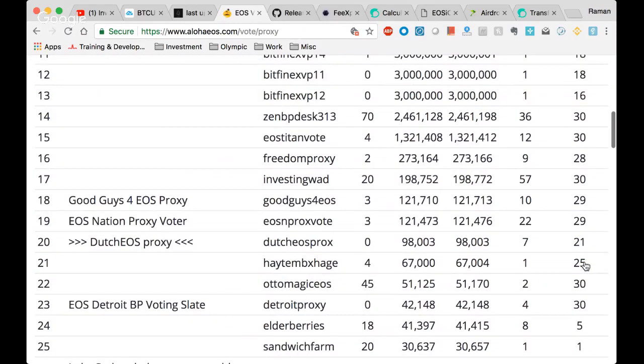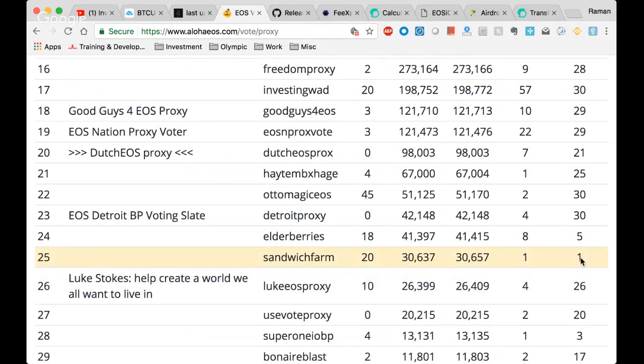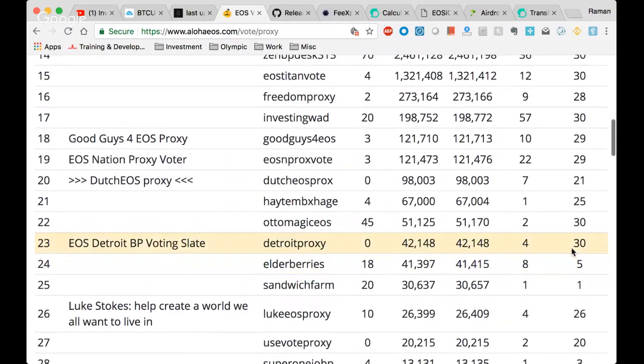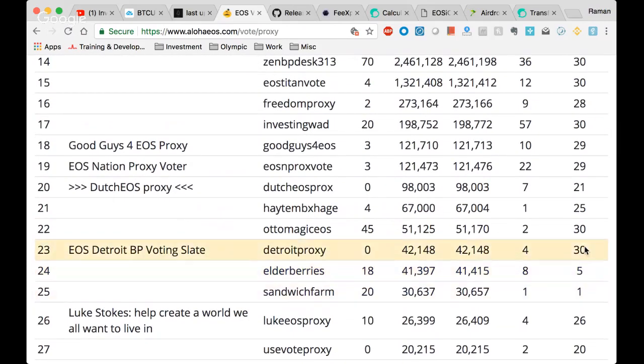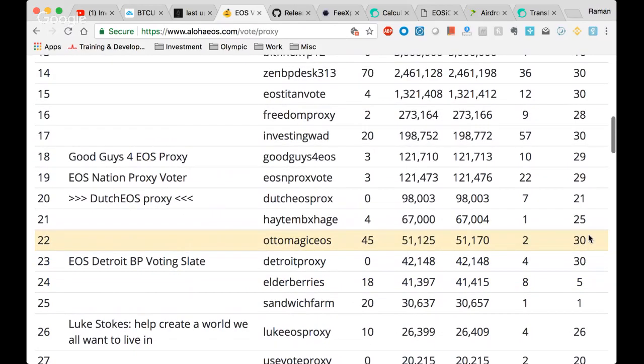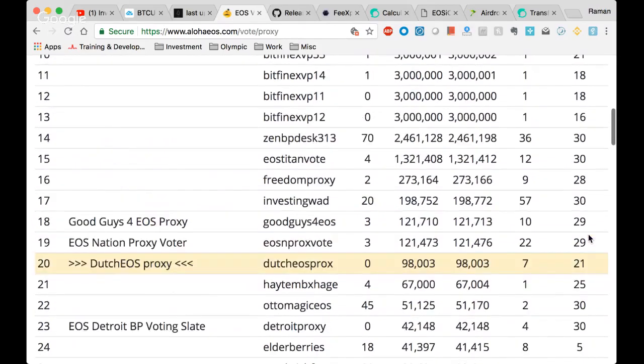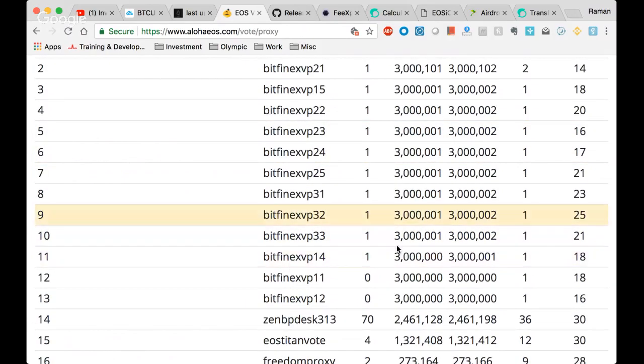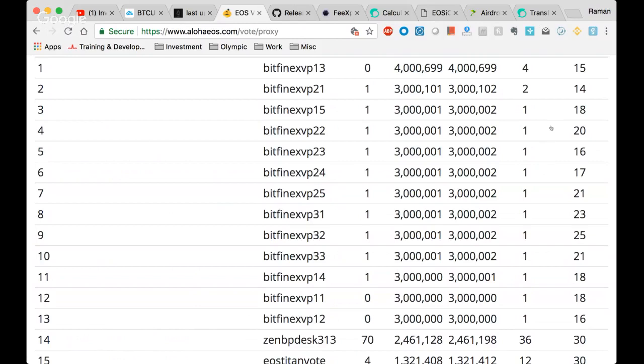So if you look at some of these, like the sandwich farm, they have just one account and they are voting for only one block producer, which is EOS Detroit. So these are the kind of things we recommend, and we appeal to these proxy voters that the goal is not to vote for 1 or 5. You need to at least vote for 20 to make a difference. And even Bitfinex driven activity, I don't think they can control much, because they are only voting as per the wish of this one whale, and that is how I think it is working.